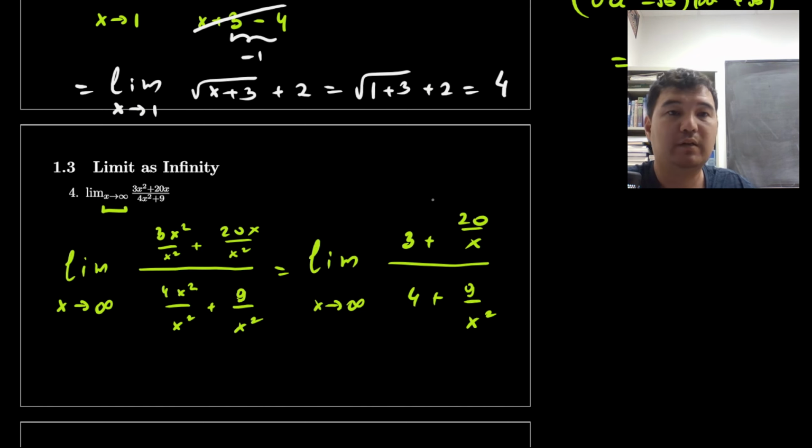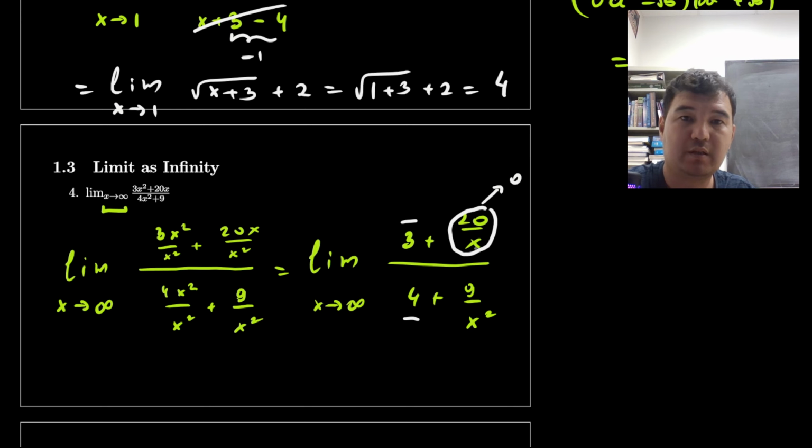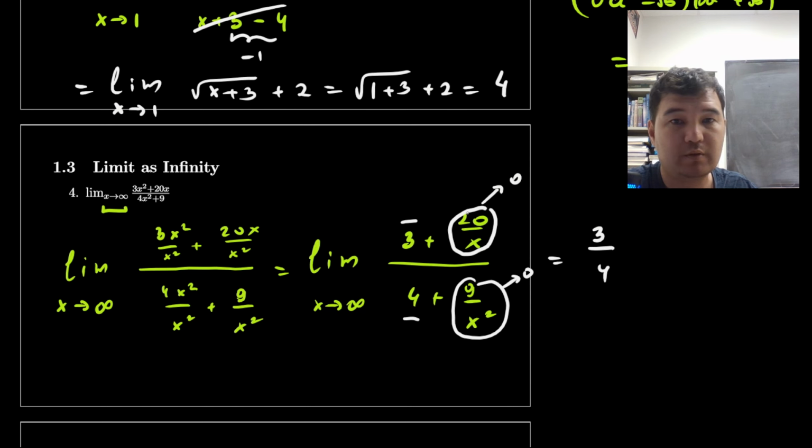Now here we have very simple logic. As x goes to infinity, this number 3 is a constant. This is also constant because it does not depend on x, so it stays constant. However, as x goes to infinity, 20 over x will approach 0 because we will be dividing 20 by a very large number, so it will be very close to 0. The same way, 9 over x squared will approach 0, which means the final result is just 3 over 4, because the two expressions become 0 and we are left with 3 over 4.